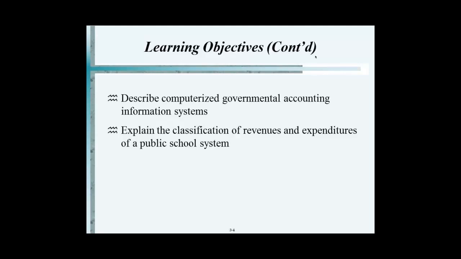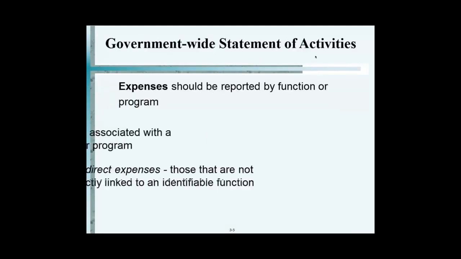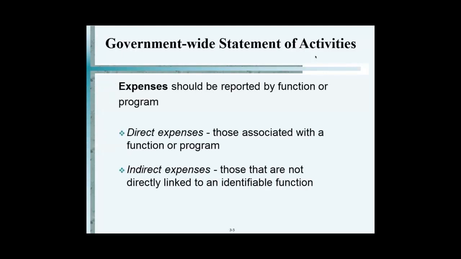And we'll then take a look at, actually we won't spend a lot of time on governmental accounting information systems, and we won't actually cover at all that last topic, which is revenue and expenses of public school systems. We will not cover that area, okay? If you are interested, you can read that on your own in the back. If I were teaching this class for our governmental accounting program, I'd be covering that, but not for this class, okay? So let's take a look at the government-wide statement of activities, okay?